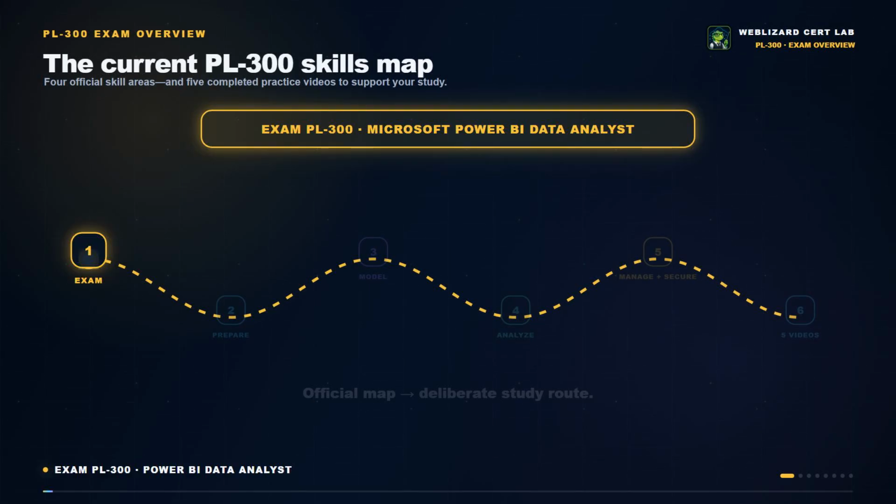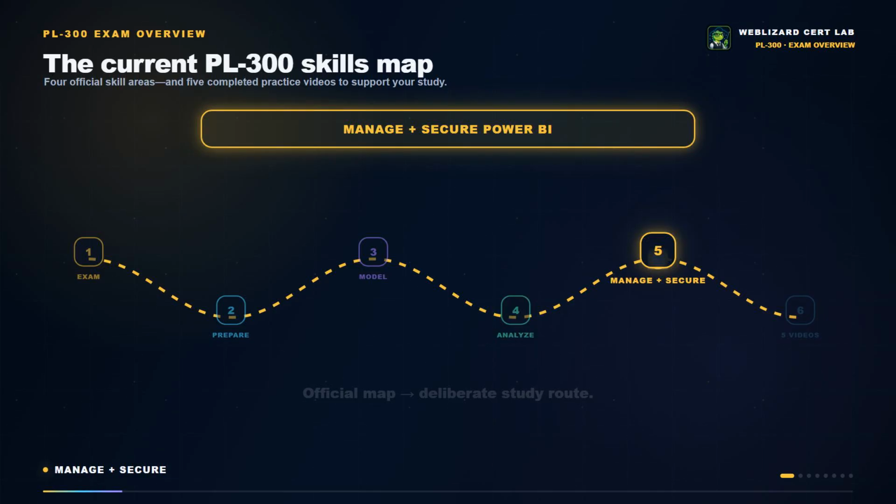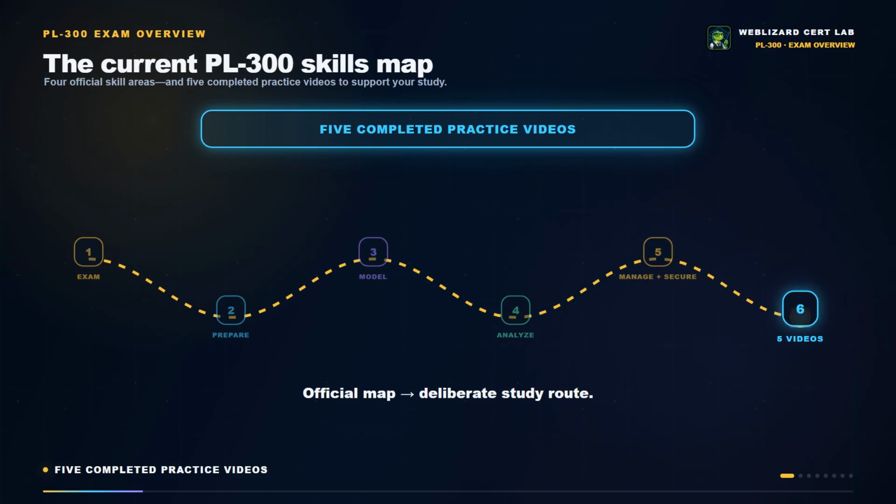PL-300 is the Microsoft Power BI Data Analyst exam. The associated credential is Microsoft Certified Power BI Data Analyst Associate. Microsoft organizes the English skills measured as of April 20th, 2026 into 4 connected areas: prepare the data, model the data, visualize and analyze the data, and manage and secure Power BI. This overview shows that official map and how our 5 PL-300 practice videos can support your study.